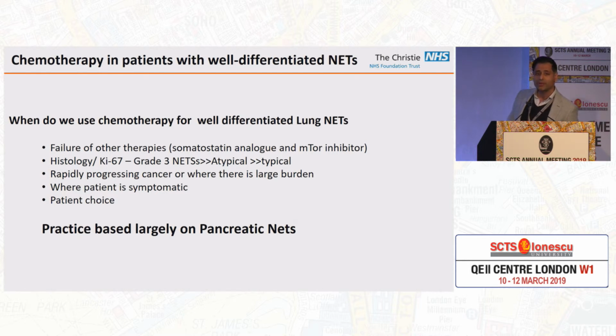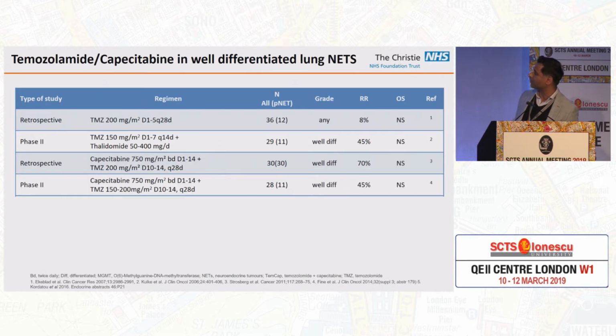For rapidly progressing cancers, we tend to use chemotherapy first. When a patient is symptomatic, we tend to use the chemotherapies. And of course, patient choice. But the practice, once again, is borrowed largely from the pancreatic nets, cap in hand. I'm going to cut to the chase, so I'm not going to go through all the chemotherapies that we use because there's many, but there's no evidence behind a lot of them.